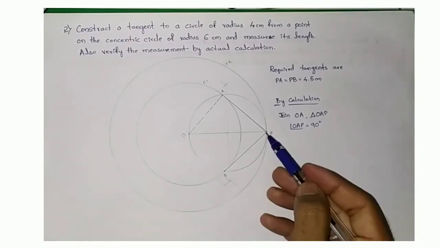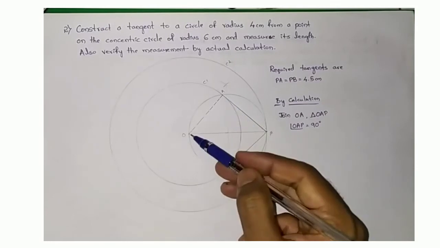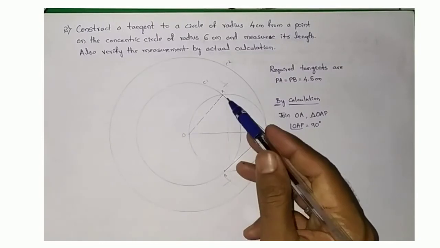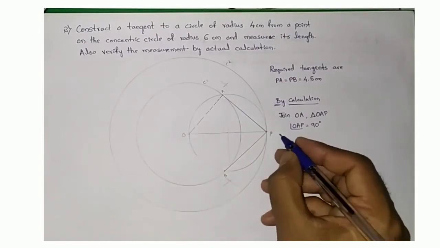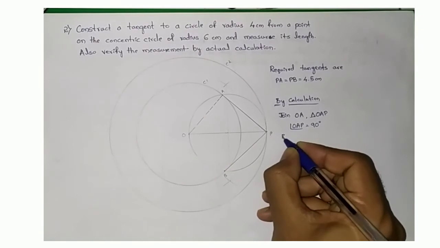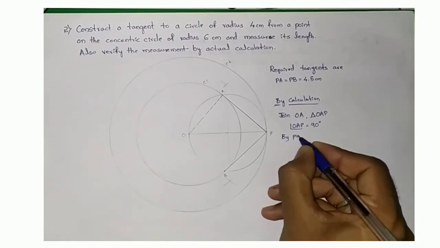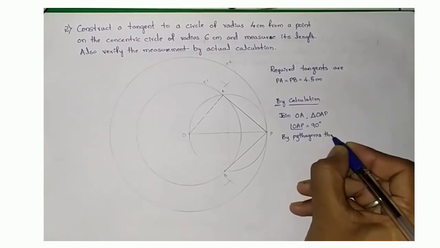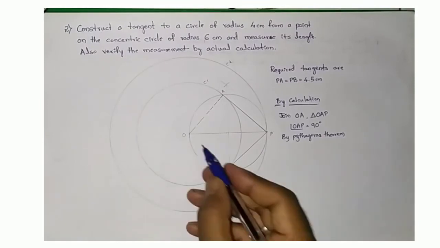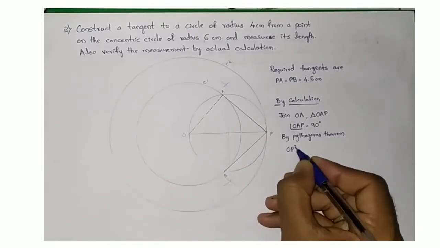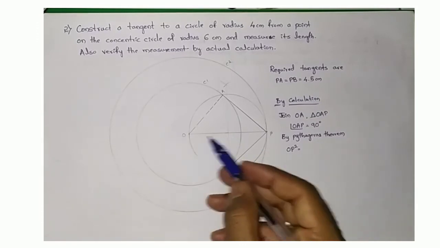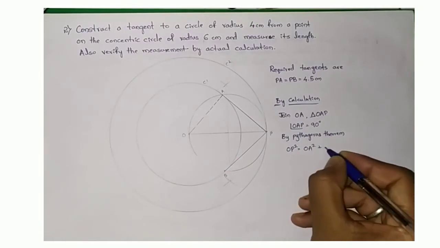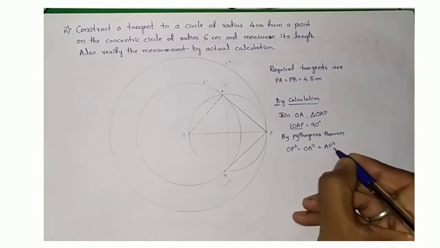Why? Because the tangent is perpendicular to the radius of the circle. So here PA is perpendicular to OA. So in this triangle, using Pythagoras theorem, the hypotenuse OP square is equal to the sum of the squares of the other two sides, those are OA square plus AP square, or else PA square.